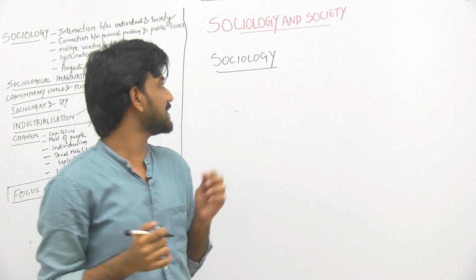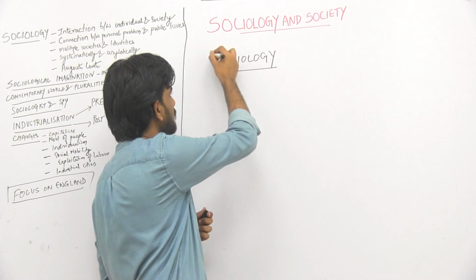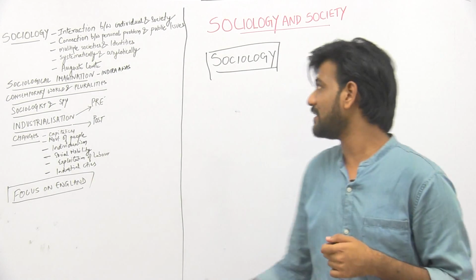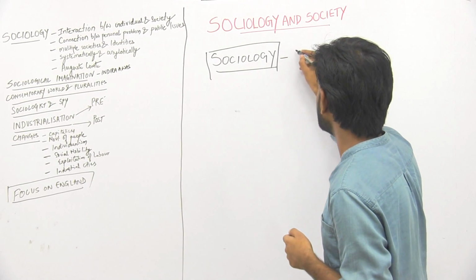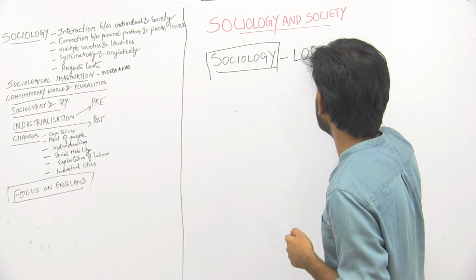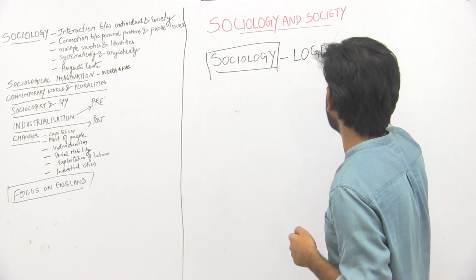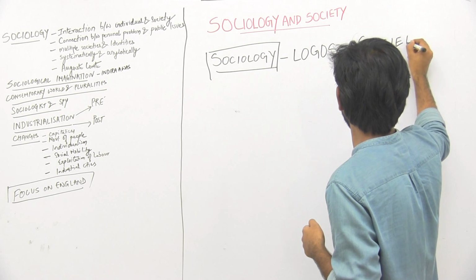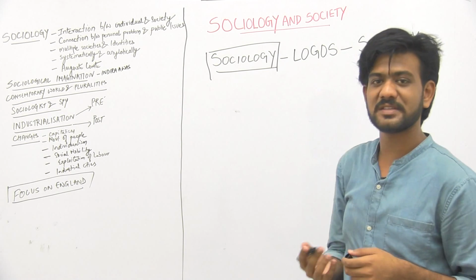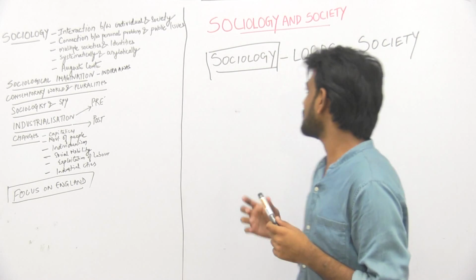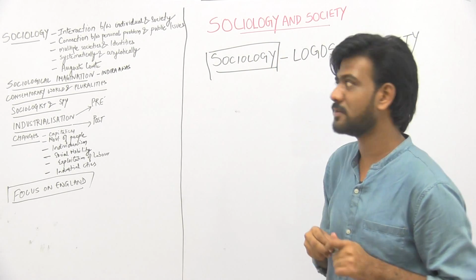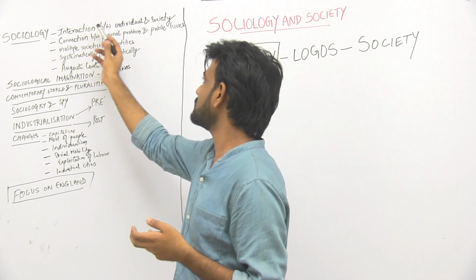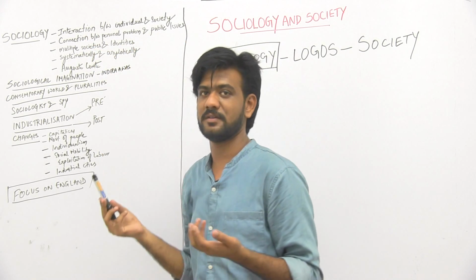As we begin, let's first try and understand the meaning of the word sociology. Sociology is a Greek word derived from the word logos, that means society. The study of a particular society is called sociology. Sociology, to define it, is basically the interaction between individual and the society.